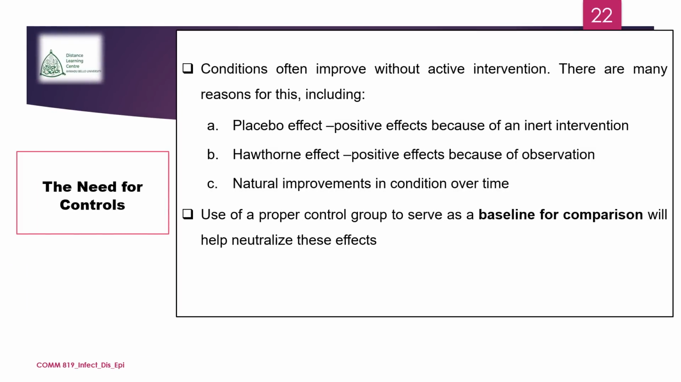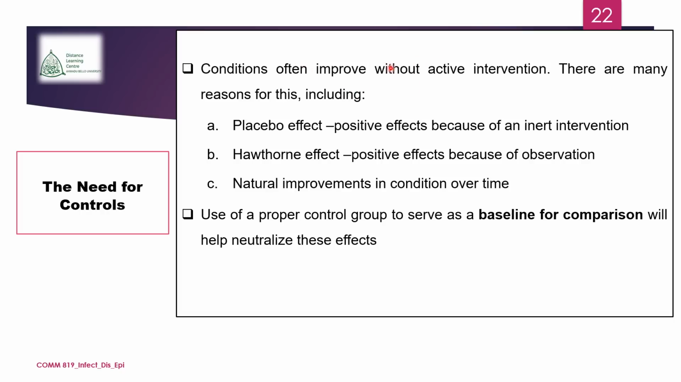And a very important question to always ask is, why do we need a control for any type of experiment? We need a control, of course, because one, conditions often improve without active intervention. There are many reasons for this. Some diseases or ailments, without any intervention, just go away. You understand? So to confirm that it is the intervention that is actually carrying out the effect, we need to have a control.